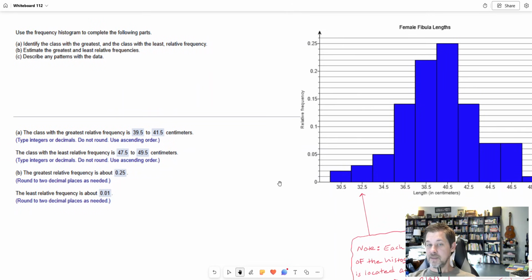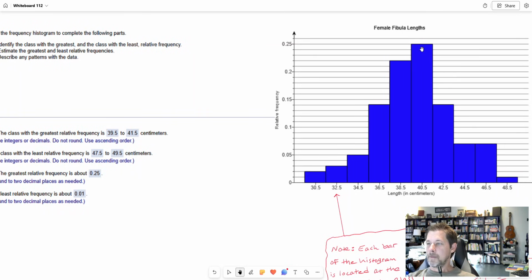Okay. Now, I noticed that this histogram doesn't actually have the numbers on it that I need as an answer. Let's look at question A. The class with the greatest relative frequency is, well, that would be this bar that's the tallest. That's what it's talking about. So it's this one. But it's asking me for the lower and upper class limits where I've got the midpoint. So I see this bar is right here. It's got a midpoint of 40.5, but it's actually asking me for this number where that bar starts to this number where it ends. How do we get that? Because those numbers aren't on this chart.